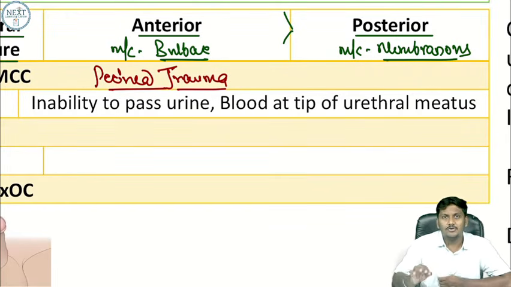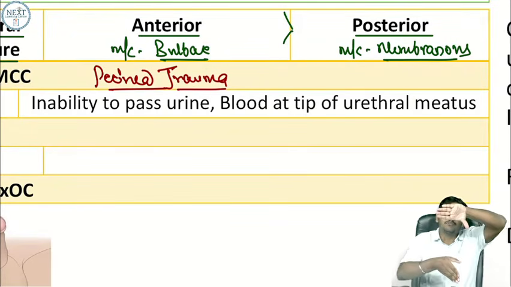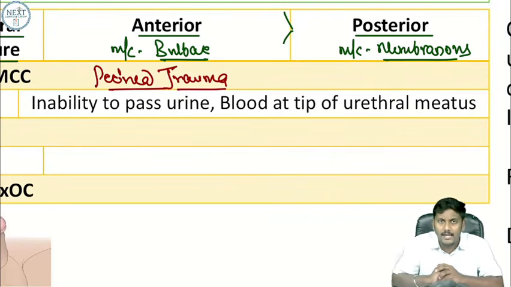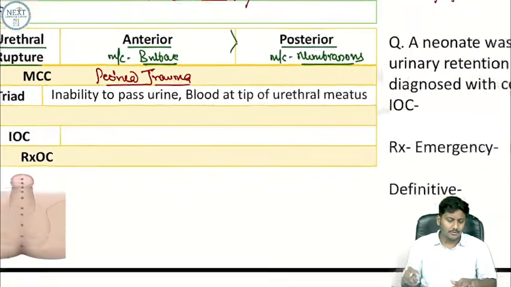On that loose drainage manhole cover, if the person steps on it, what is going to happen? That loose manhole cover will go and hit exactly between your legs, in the perineum, causing a perineal trauma. Or a bicycle accident, I've told you, a bicycle with a rod. So definitely these conditions are known to cause a perineal trauma.